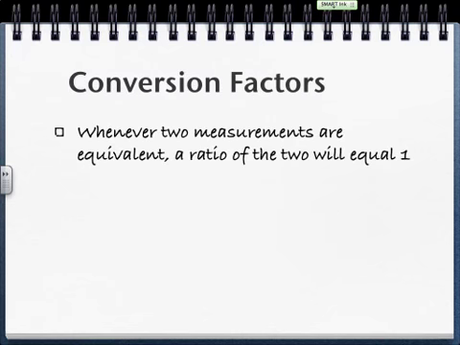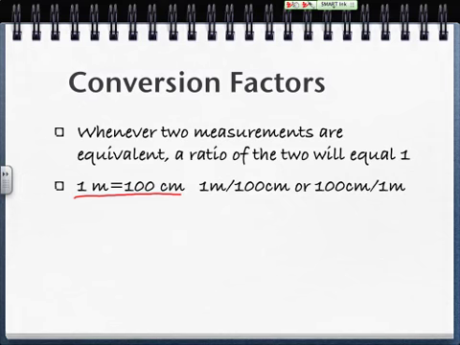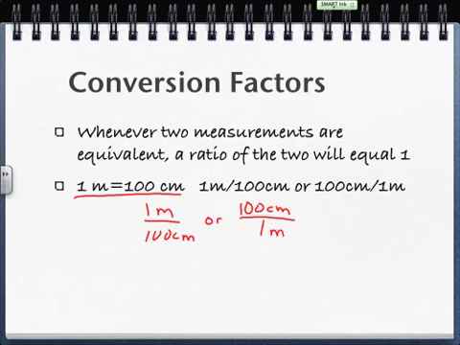All right, so what are we talking about when we're talking about a conversion factor? Well, first of all, we're talking about two measurements that are equivalent. And if we take two measurements that are equivalent, we can create a ratio of them that equals 1. In other words, if we say that 1 meter equals 100 centimeters, I can create the ratio 1 meter over 100 centimeters. Since they're both the same, they would cancel out to be 1. Or I could do it the other way around, 100 centimeters over 1 meter. Those are conversion factors.